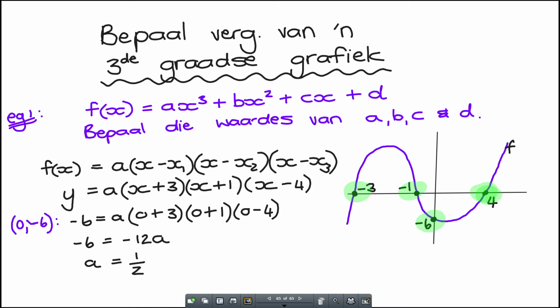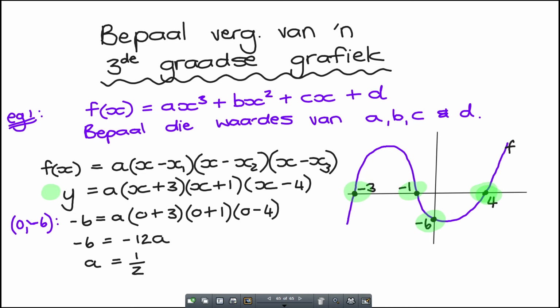Okay, now my three intercepts were minus 3, minus 1, and 4. So that's why it becomes plus 3, plus 1, and minus 4. Onthou julle nog? Okay. Then, we said when we get to this step, you will see that the only unknowns I have is y, a, and x. So we've got three unknowns. I can eliminate two of them if I just substitute in another point.